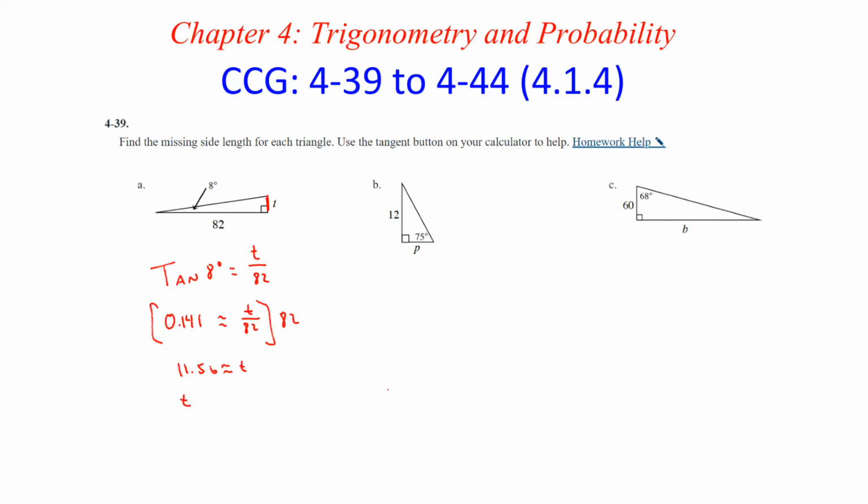Now, if you use the exact value in the calculator, you'll get t is approximately 11.52. So you might get a couple variances depending on how you are rounding your tangent of 8 degrees.